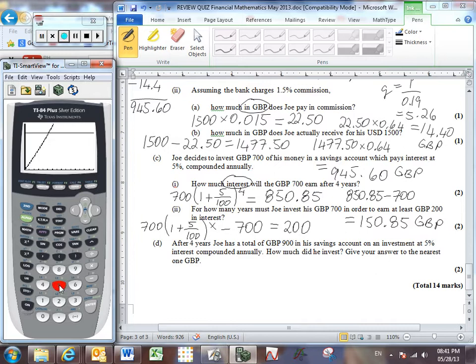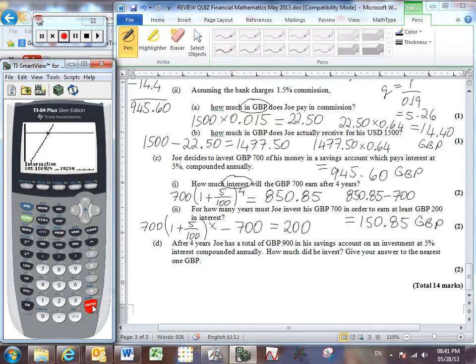Second calc intersect, enter, enter, enter, and I get an answer here of 5.15 years. But remember that he's not going to earn his interest until the end of each year. So at the end of the 5th year, he doesn't yet have enough. It's not until the end of the 6th year that he receives that 6th year of compound interest, finally pushing him over the £200 in interest.